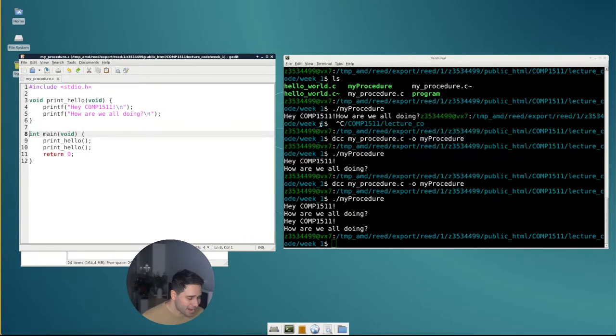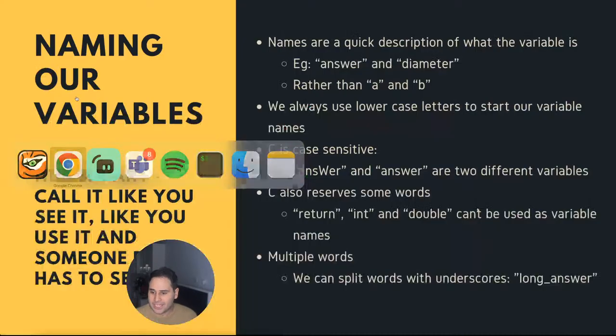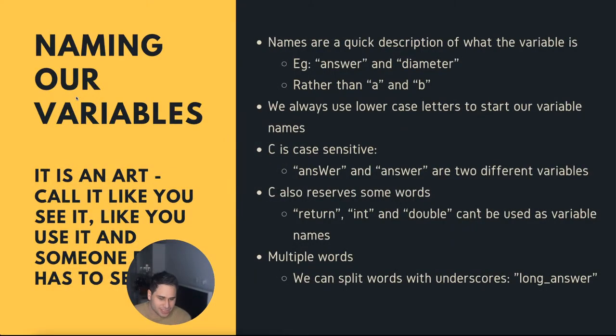Yeah, Nathan, main is an identifier. Exactly right. It's a special one because it has to be there, but it is an identifier. Exactly right. You guys are smashing it. Print hello, that's another identifier. I decided to name this function print hello. And just like I name my procedures and my functions, we need to name our variables. They are a small or quick description of what the variable should be storing. You can name your variables anything, but a really good programmer is really careful about what they name their variables.